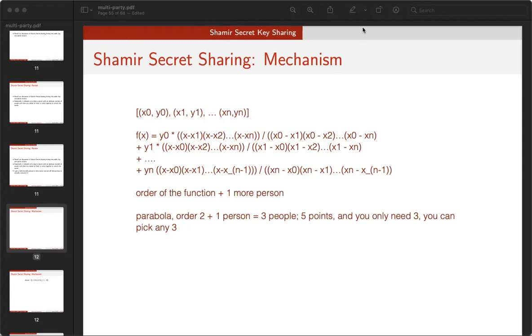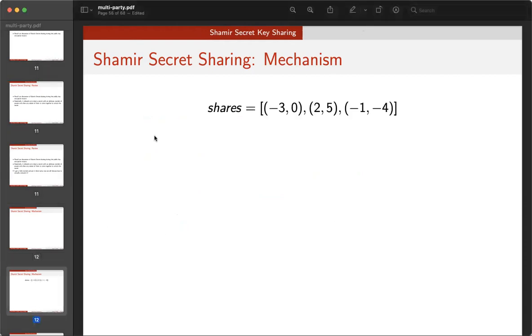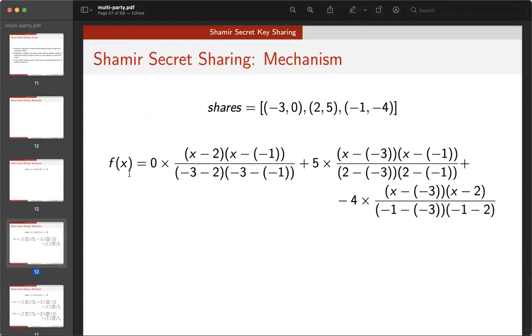Okay, let's go ahead and clear this off. So we have our 3 points, our 3 shares. -3, 0 is our first point. 2, 5 is our second point, and -1, -4 is our third point. And I buried a secret at the origin. So first we compute f of x, which is 0. So 0 is y1, right?